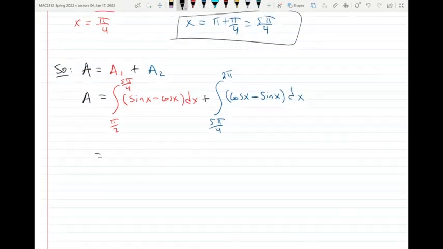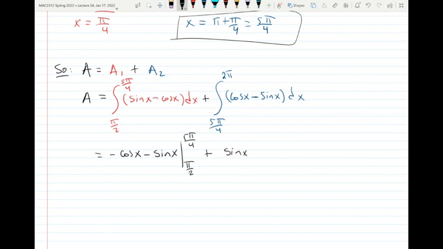All right, so now let's compute. The integral of sine is negative cosine. The integral of cosine is sine. So we get negative cosine minus sine, and then we need to evaluate this from pi over 2 to 5 pi over 4. Plus, then the other one, this would be sine plus cosine, right? Because it's minus cosine. And this gets evaluated from 5 pi over 4 to 2 pi. All right, so let's do that.